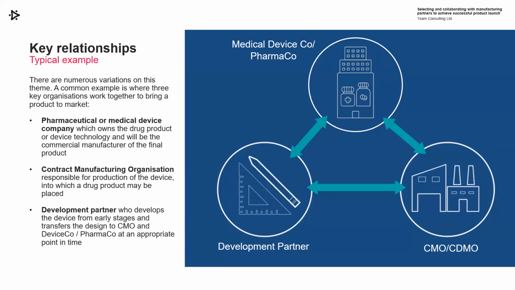These are just examples, and hopefully a lot of what I'm going to be talking about would apply to different kinds of configurations, if you like. Sometimes there might just be two organisations, a developer and a device co which also manufactures. But as I say, hopefully most of the points are relevant.